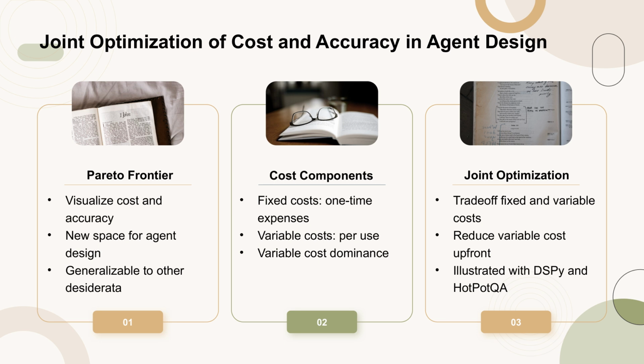The total cost of running an agent is composed of fixed and variable costs. Fixed costs are incurred during the initial optimization of the agent's hyperparameters, while variable costs are incurred each time the agent is used. Joint optimization enables a trade-off between these costs, allowing for upfront investment in design optimization to reduce the variable cost over time. This concept is illustrated through the modification of the DSP framework and its evaluation on the HotpotQA benchmark, showing that joint optimization can significantly reduce costs while maintaining accuracy.